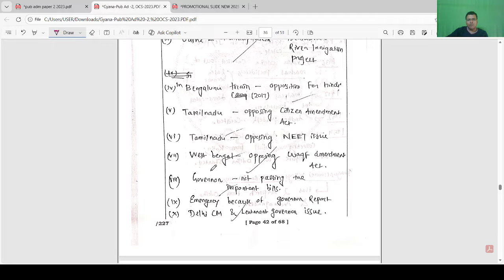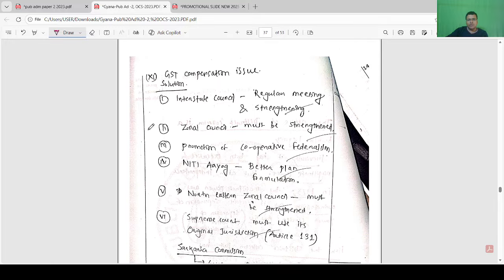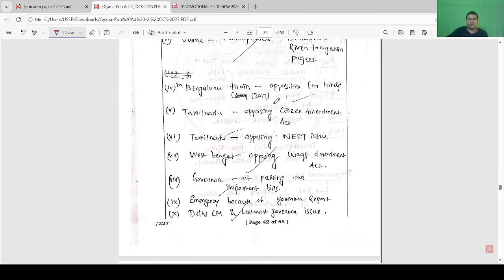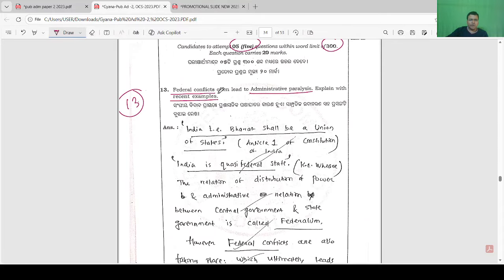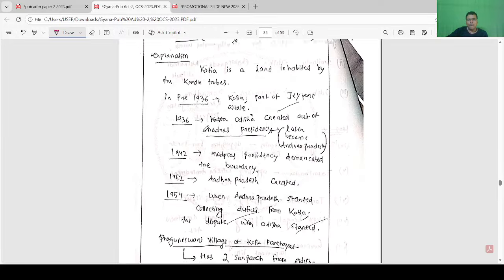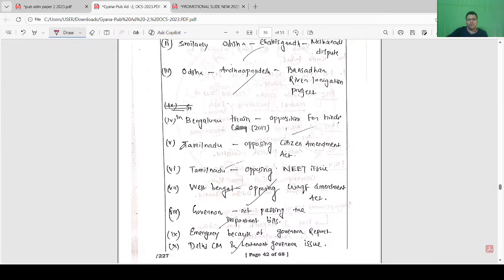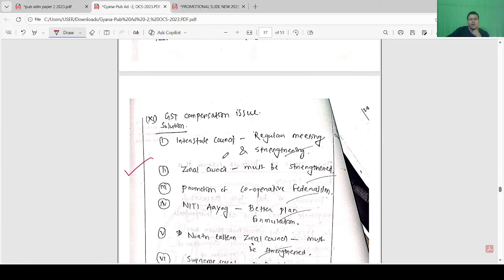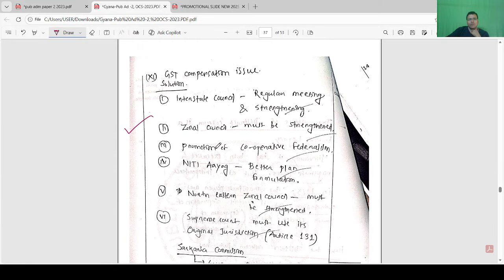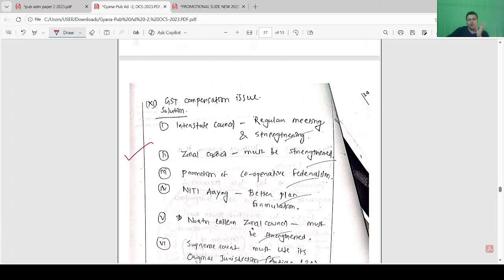Odisha, Chhattisgarh, Tamil Nadu, GST issue. These are actually interstate conflicts. But yes, federal conflict. Interstate Council, Zonal Council, NITI Aayog, Sarkaria Commission, Punchhi Commission.